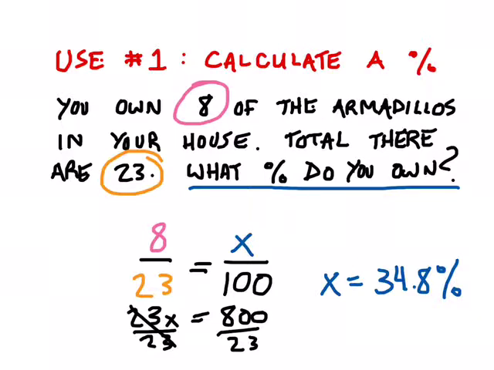Now, it's also worth noting that this is not the only way you'll see this type of problem. There are trickier ways of setting this up. For example, I might tell you you own 8 of the 23 armadillos, and ask you for the percentage that you don't own, so the opposite of the information I'm giving you. And there's some extra calculations there. Alternatively, I might not give you the total, but I might list the different numbers of armadillos owned by people in your house, and you'd have to sum those up to get the total. So again, lots of different ways you could present a problem like this, but they're all going to be solved using this strategy.